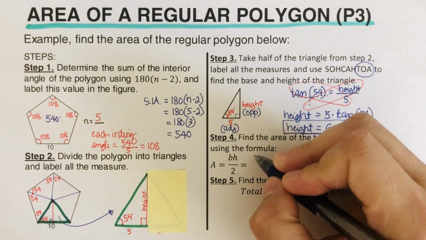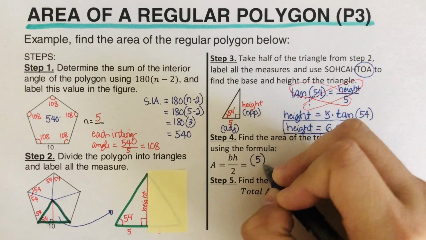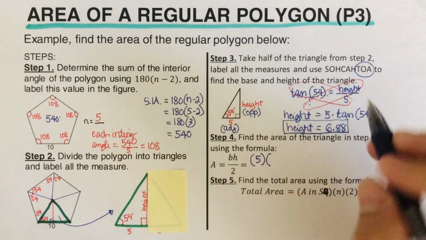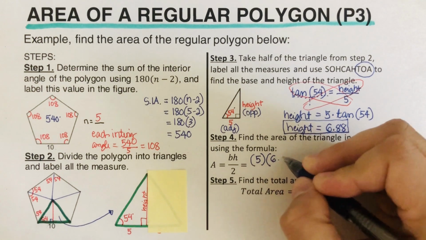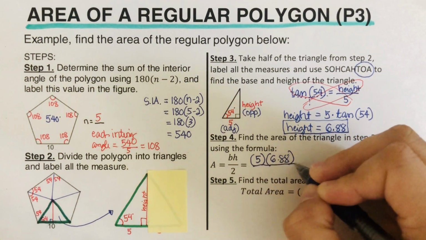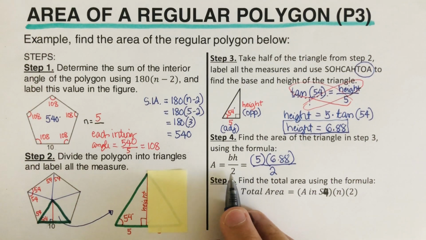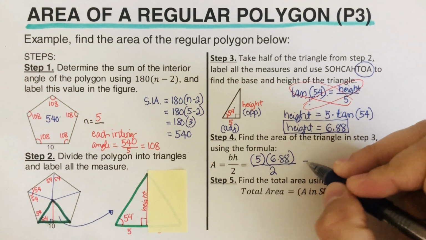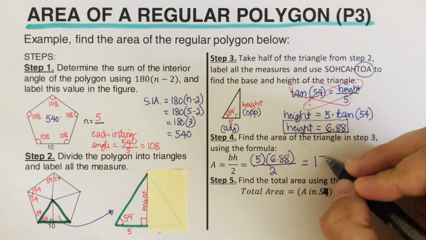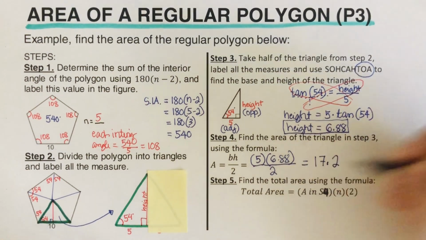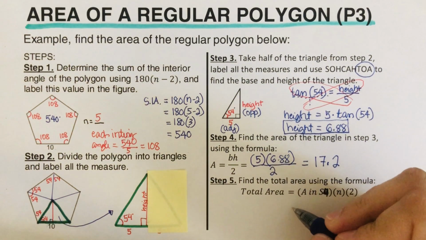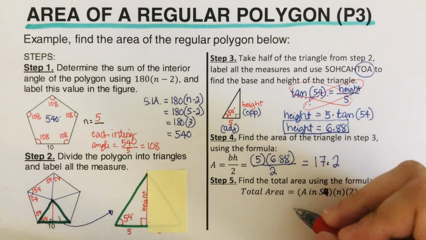So that means the base that we have is 5. That's the one that we have over here. The height that we got was 6.88. Divided by 2, that's part of the area formula for a triangle. So the total for this is 17.2. I rounded it off. And so to find the total area, we are going to plug in the values now.